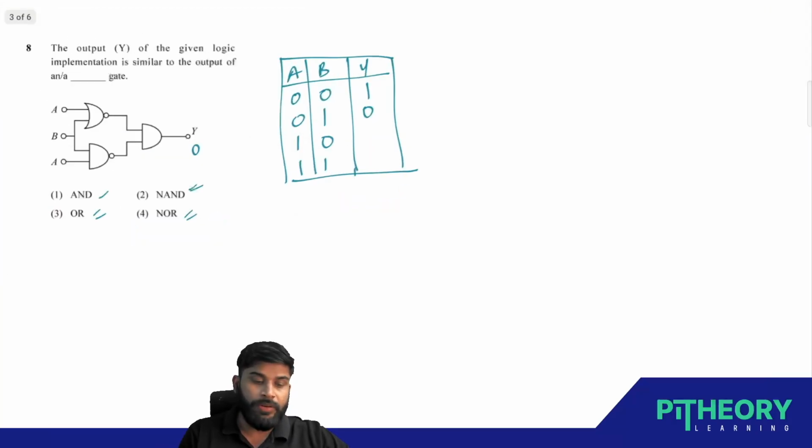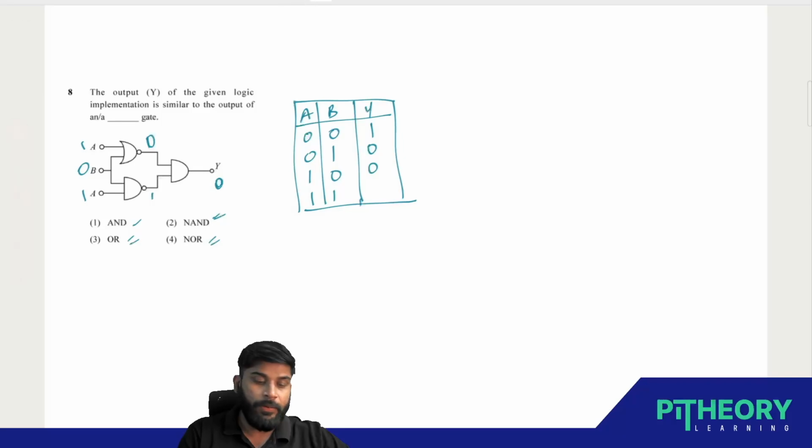Let's do it for 1 and 0. How will it be? A is 1, B is 0, correct? After passing through OR, A and B inputs 1 and 0, what will it be? 1. Passing through NOT again, 0. Correct? 0 you'll be getting. For the NAND gate, how will it be? 0, 1. So after passing through AND it will be 0. Passing through NOT it will be 1. Right? And after passing through AND the output will obviously be 0. Correct?